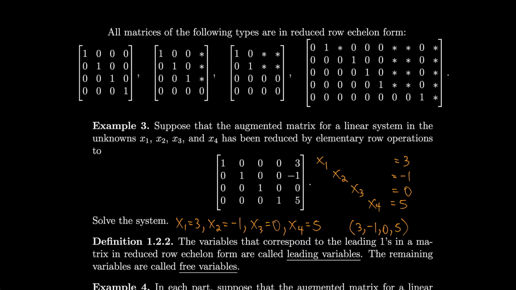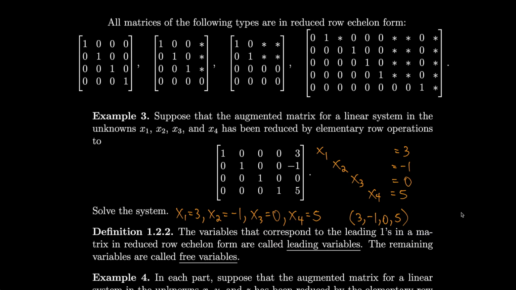The variables that correspond to the leading 1s in a matrix in reduced row echelon form are called leading variables. The remaining variables are called free variables. So in this case, all of these variables were leading variables because they all corresponded to leading 1s.